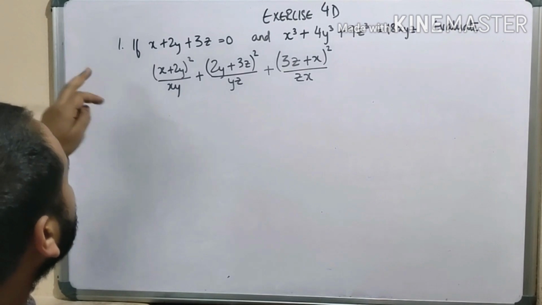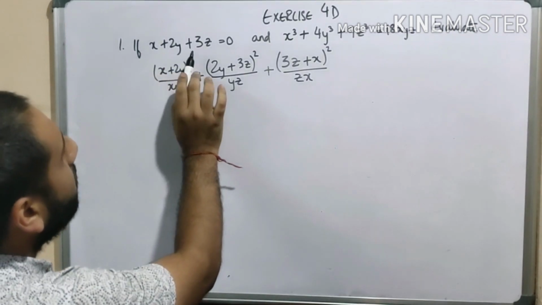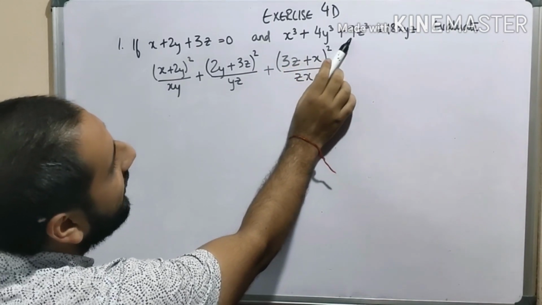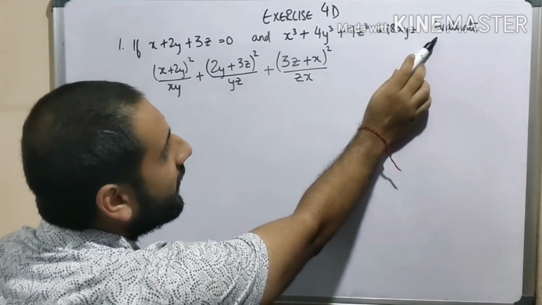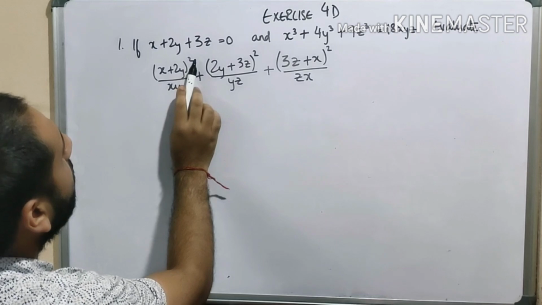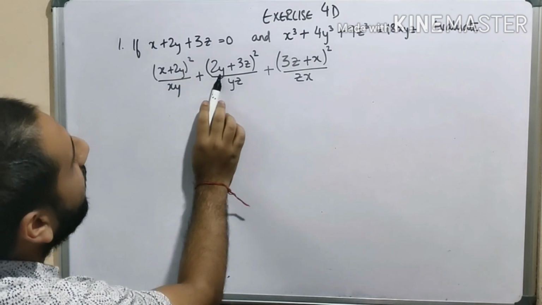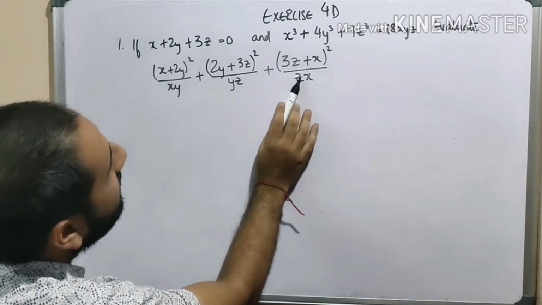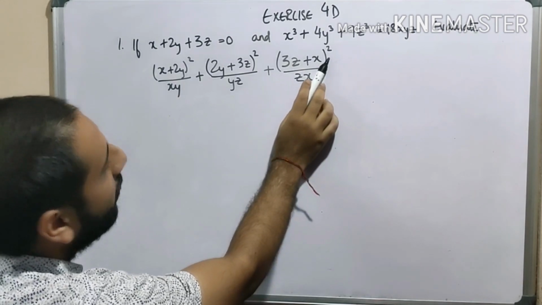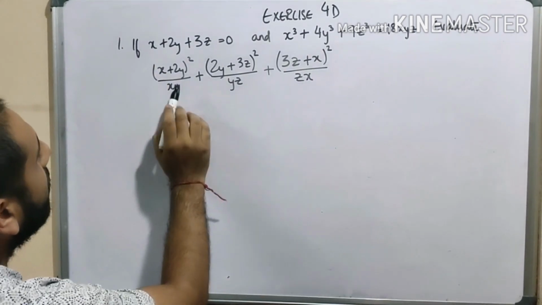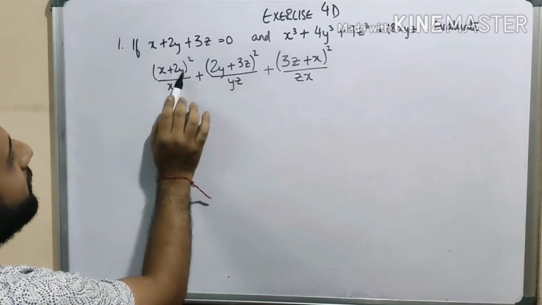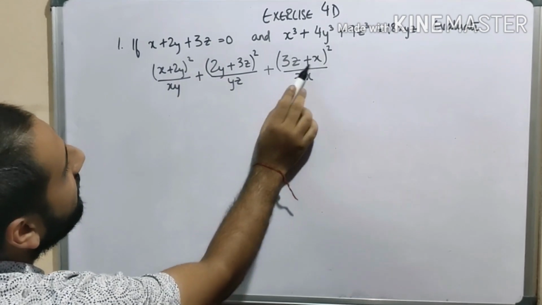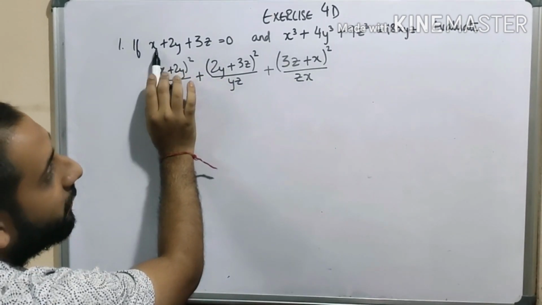Alright. Now see, if x plus 2y plus 3z is equal to 0 and x cubed plus 4y cubed plus 9z cubed is equal to 18xy, evaluate (x plus 2y) whole square divided by xy, plus (2y plus 3z) whole square divided by yz, plus (3z plus x) divided by zx whole square. Okay, how do you do this? See, x plus 2y, 2y plus 3z, 3z plus x, this is given in the question.